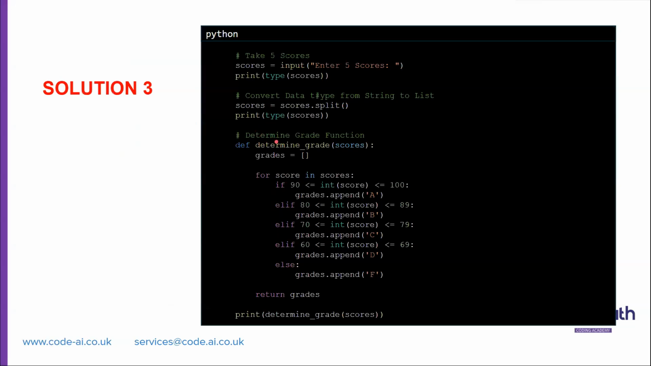Here is a solution to the problem, and we start off with exactly the same code we had previously. So we're kind of building on the code as we go along here. This part here takes in your 5 numbers.